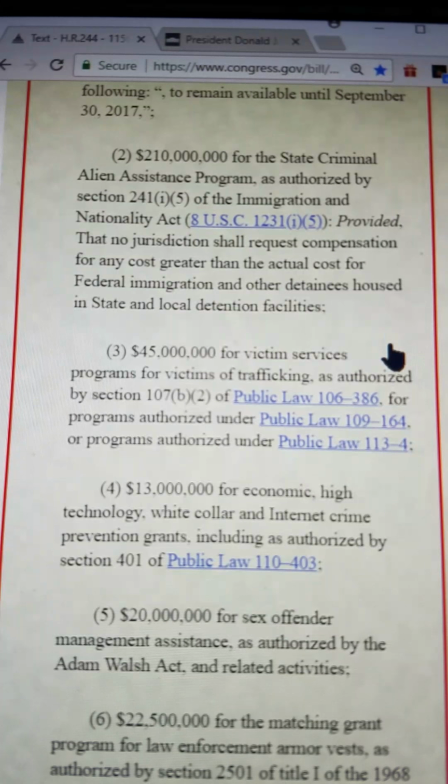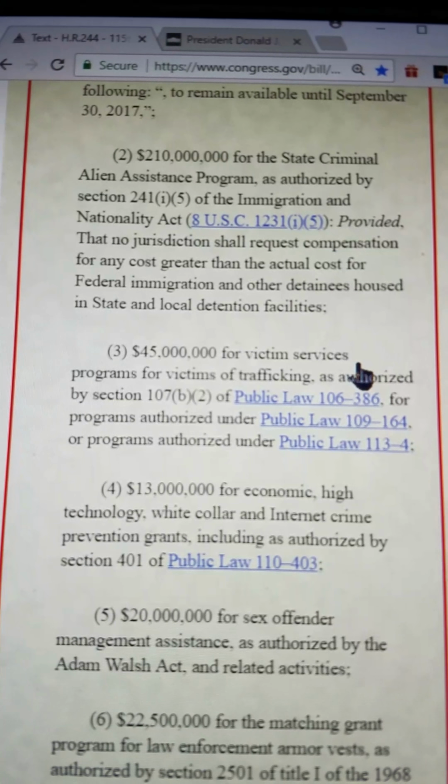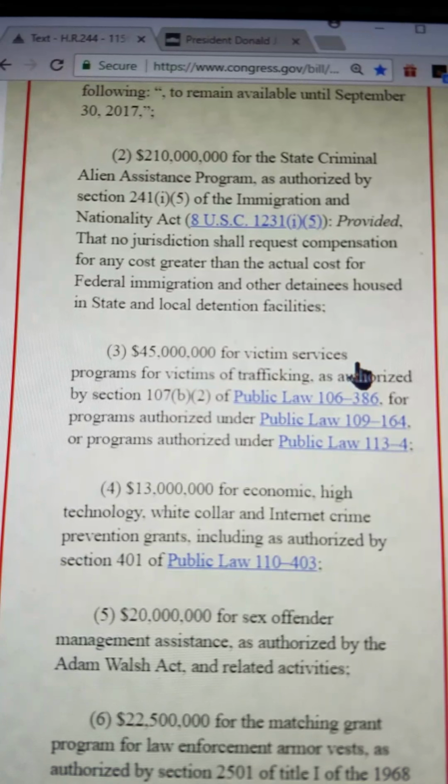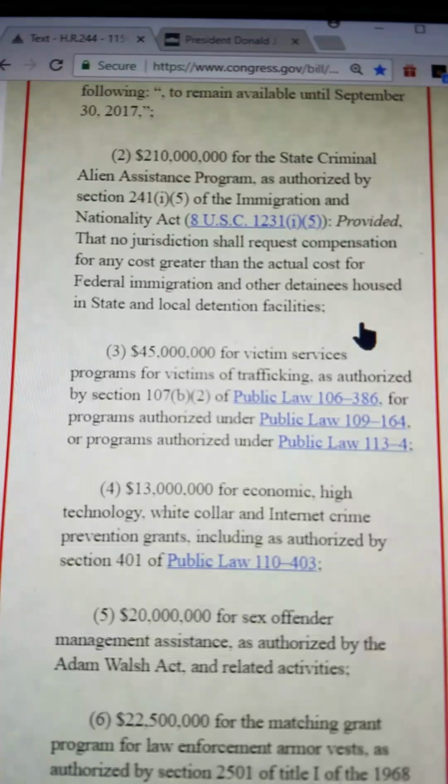$210 million for the State Criminal Alien Assistance Program as authorized by Section 241(i)(5) of the Immigration and Nationality Act, provided that no jurisdiction shall request compensation for any cost greater than the actual cost for federal immigration and other detainees housed in state and local detention facilities.